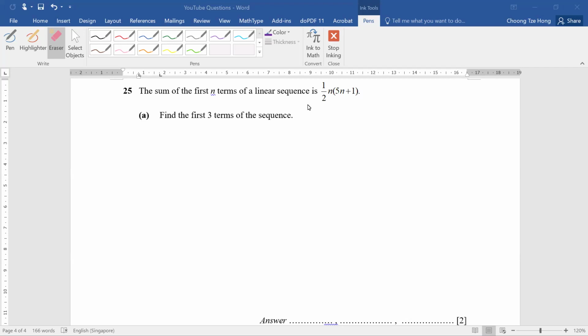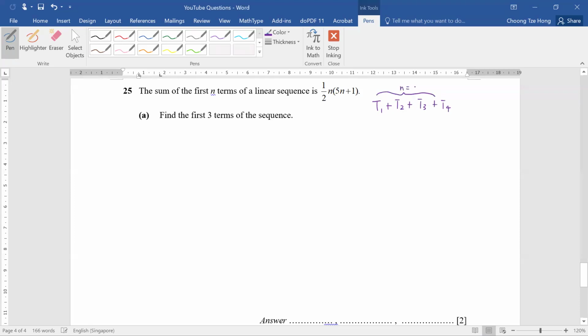Let's first understand what this initial statement means. The sum of the first n terms of a linear sequence is given by this formula. Let me give you an example. Let's say n is 4. If n is 4, it means that we are finding the sum of the first four terms. So the first four terms will be t1 plus t2 plus t3 plus t4.